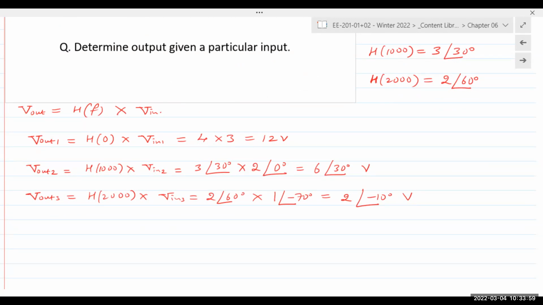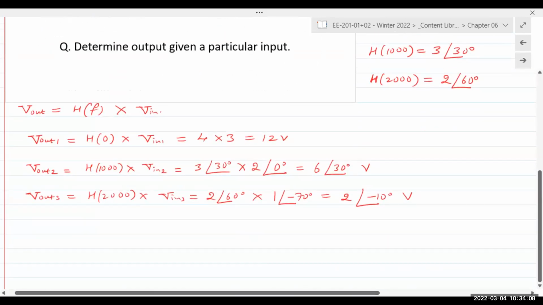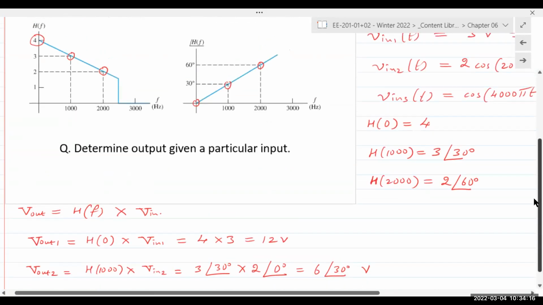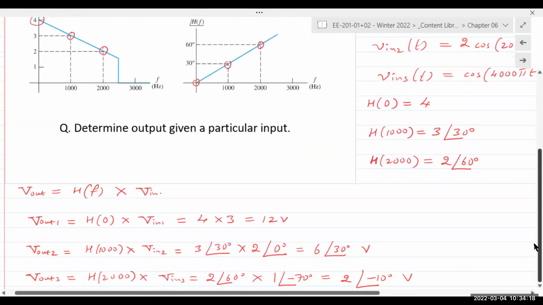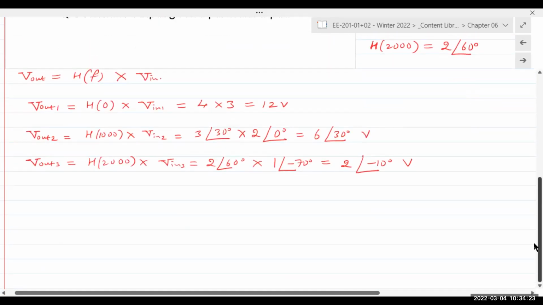So there's a gain inherent for all of them. The gain is just slightly different, right? For the first one, the gain is 4. For the second one, the gain is 3. The third one, the gain is 2. And then beyond the frequency of 2500 hertz, everything is attenuated. Everything goes to 0. So if F was 2600, V out would be equal to 0. Any value greater than 2500, because that's what the graphical plot shows us.